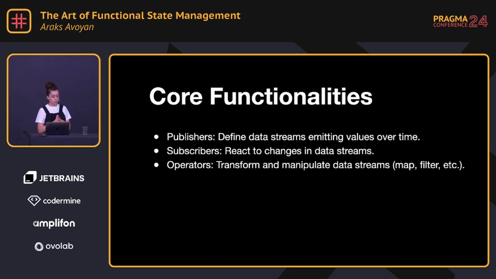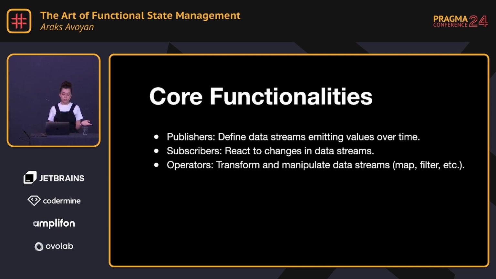Combine offers several key functionalities that make it good for state management. Think of a publisher as a source of data, like a newsfeed that emits new articles. Subscribers are like readers who react to new articles being published. In our state management context, the publisher could be a state object that emits updates whenever the state changes, and the subscriber could be a UI element that updates itself based on the new state.